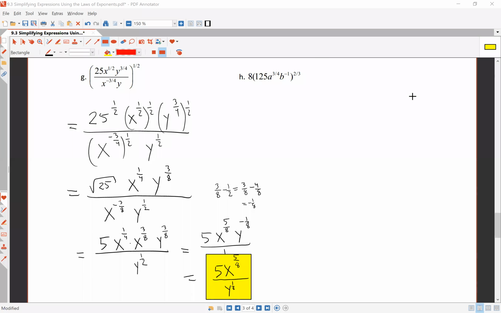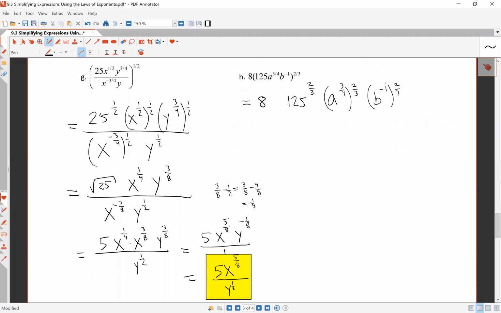Letter H. The 8 on the outside of the parentheses is by itself, but the 125 needs to be raised to the 2/3, the a to the 3/4 to the 2/3, and the b to the -1 to the 2/3. 125 to the 2/3 is the cube root of 125 squared.